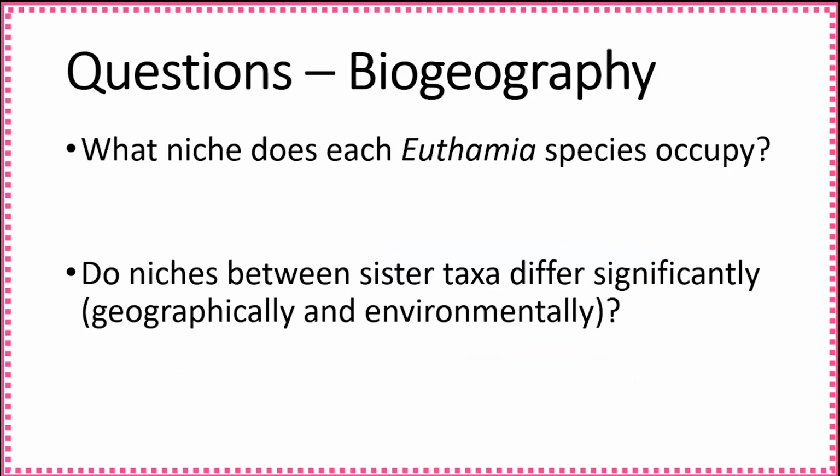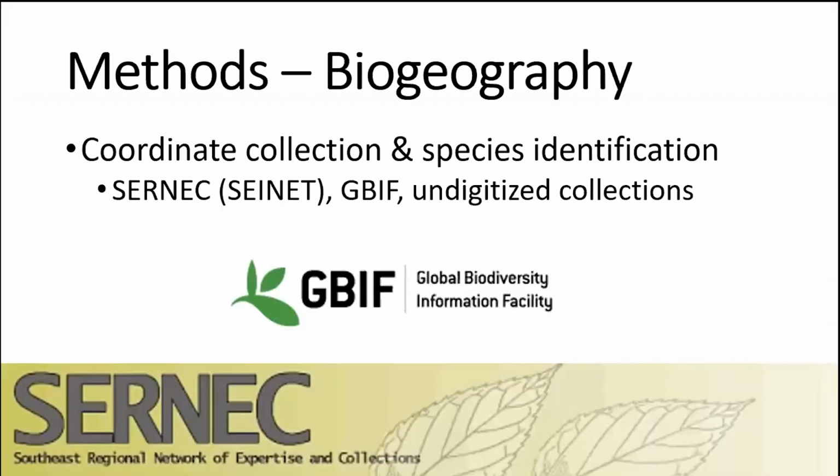So we have essentially two big questions for the biogeography of Euthamia: which niche does each species occupy, and whether the niches vary between closest relatives or putative sister species. For this, as I mentioned, we got coordinates. I got these mostly from databases, being CERNEC and GBIF, but we also have some undigitized collections, including some at the SAU Herbarium that I used to make these models.